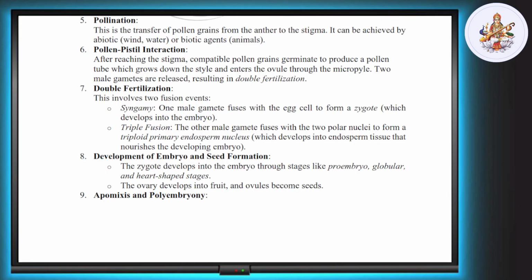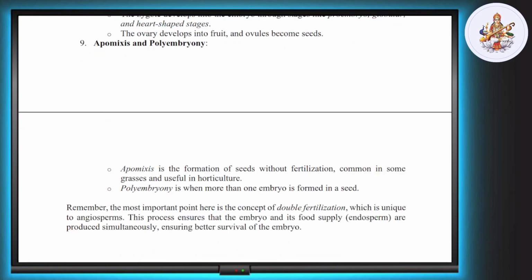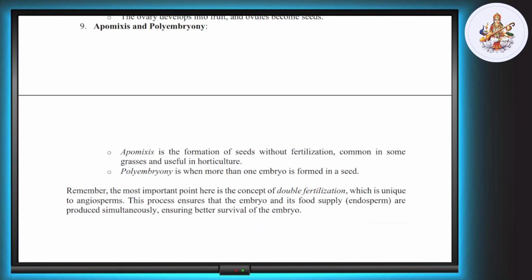The zygote develops into the embryo through stages like proembryo, globular, and heart-shaped stages. The ovary develops into fruit, and ovules become seeds. Apomixis is the formation of seeds without fertilization, which is common in some grasses and useful in horticulture. Polyembryony is when more than 1 embryo is formed in a seed.